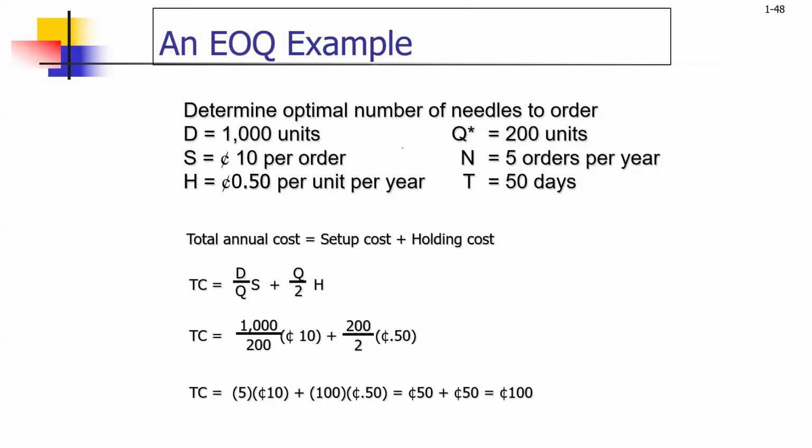So the total annual cost will be your holding cost plus your ordering cost. The ordering cost is D over Q times S, and then your holding cost will be Q over 2 times H. That will give you your total cost per annum, which will be 100 cedis, right? If you do it well, all right?